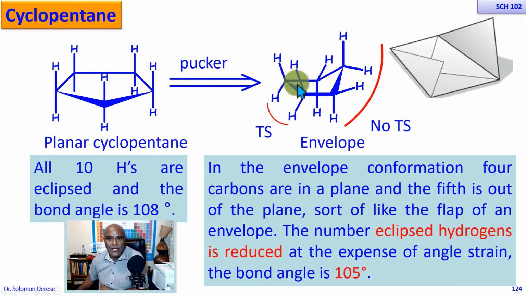This angle is a bit strained compared to this, but the torsional strain relief the molecule has gained as a result of going to the envelope conformation has outweighed the angle strain the molecule experienced as a result of reducing its bond angle from 108 degrees to 105 degrees. So cyclopentane has an envelope conformation. It is like an envelope.